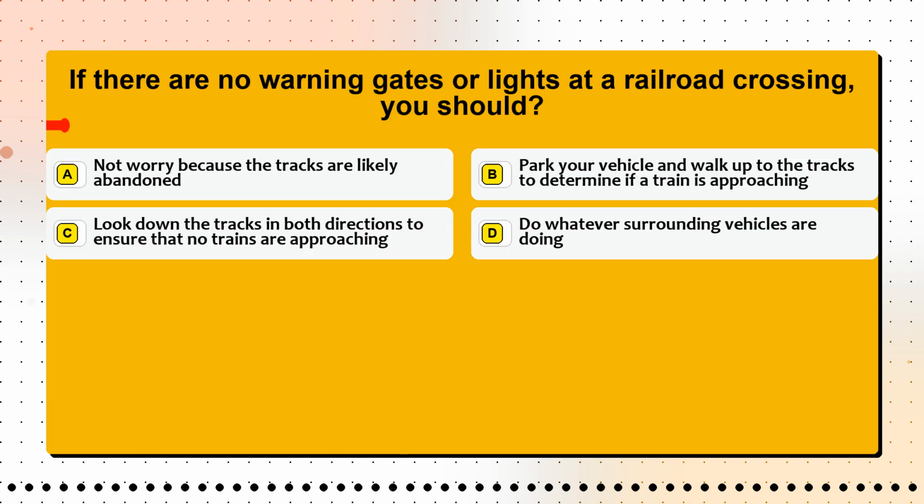Question 81. If there are no warning gates or lights at a railroad crossing, you should? Here are the options. Option A. Not worry because the tracks are likely abandoned. Option B. Park your vehicle and walk up to the tracks to determine if a train is approaching. Option C. Look down the tracks in both directions to ensure that no trains are approaching. Option D. Do whatever surrounding vehicles are doing.